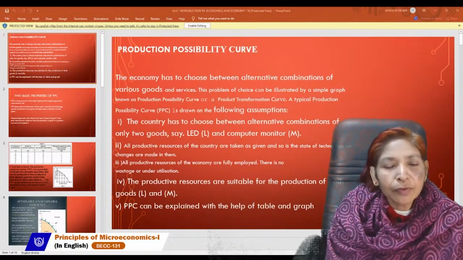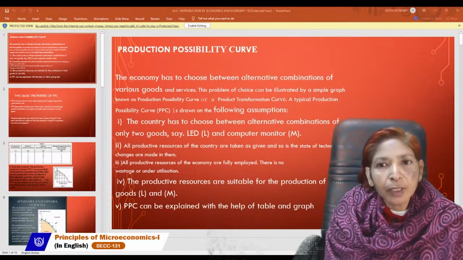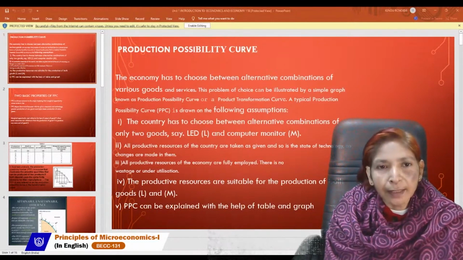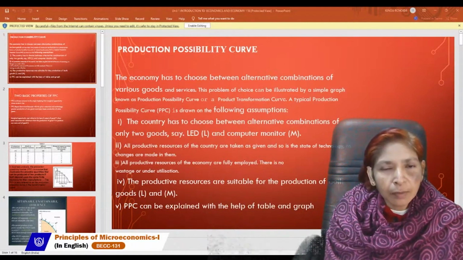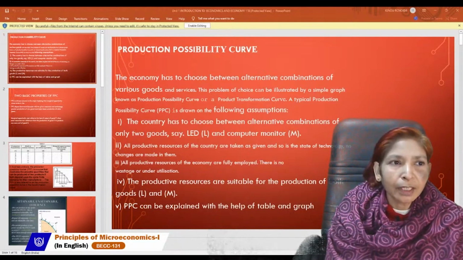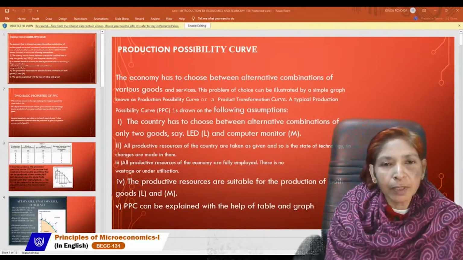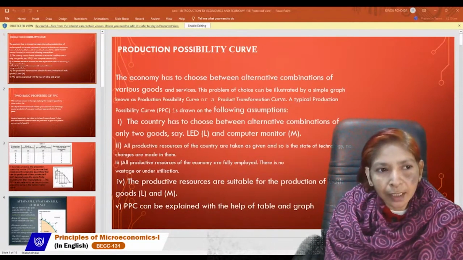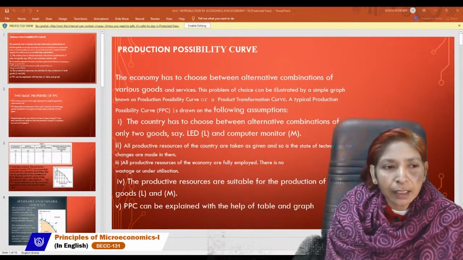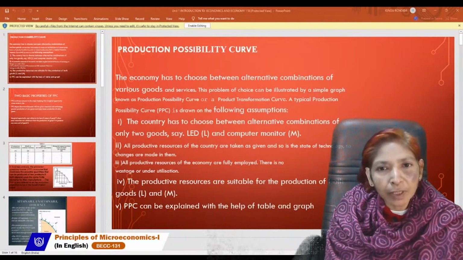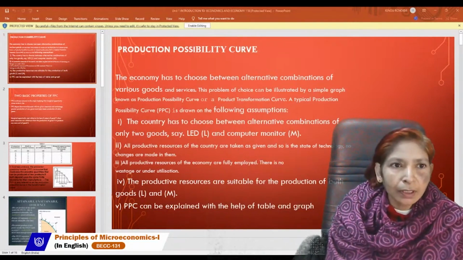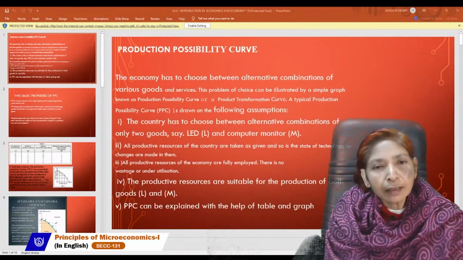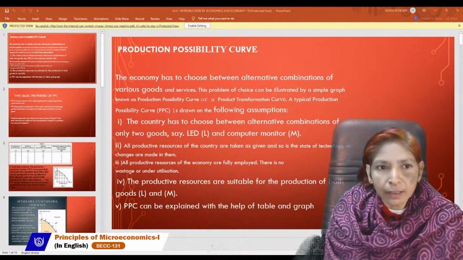The production possibility curve generally shows different possible combinations of two goods, and those two goods may be consumer goods, may be producer goods, or maybe one is a capital good and the other is a consumer good. The production possibility curve shows different combinations, like A, B, C, D, E, F. These are different combinations. And we are producing here two goods: one is cloth in million meters and the other is wheat in million quintals.